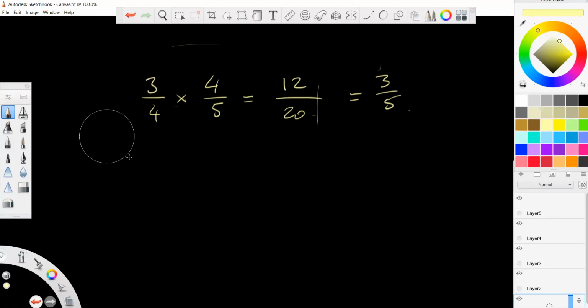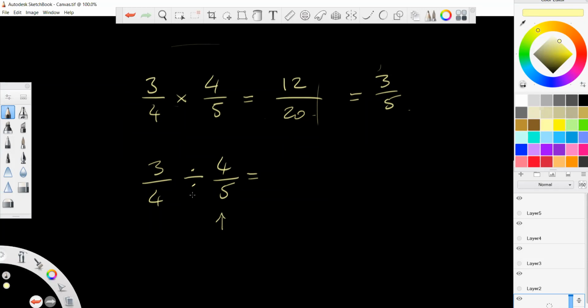Now, the next step of that is dividing fractions. So if I wanted to divide two fractions, so let's take the same fractions, 3/4, and I want to divide by 4/5. What I can do is I can flip the right-hand fraction. I can flip this fraction upside down as long as I multiply.